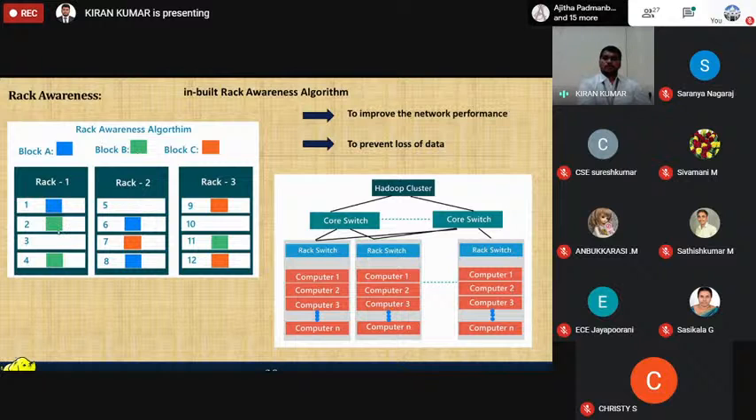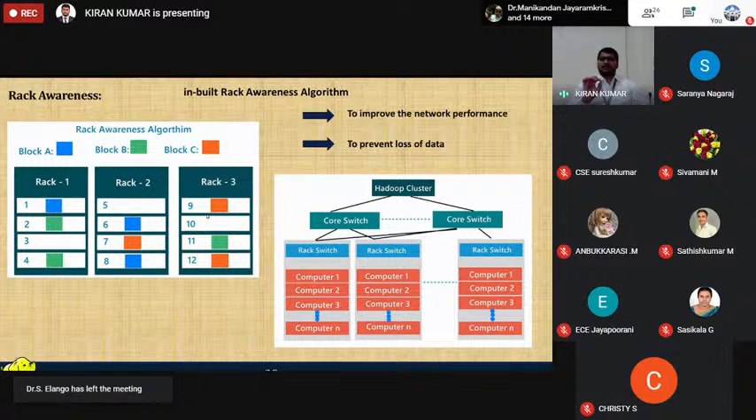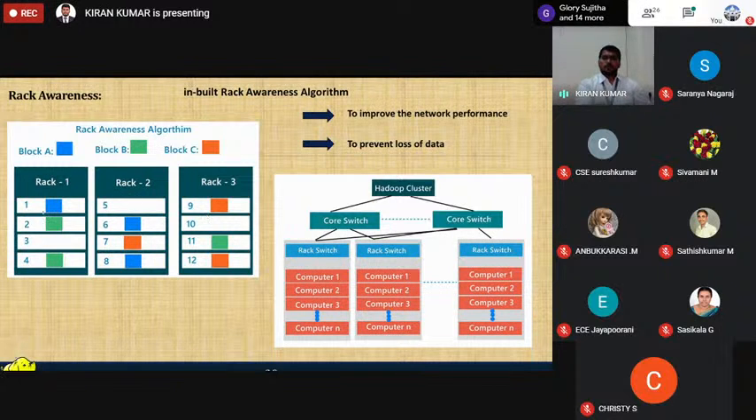Here you can see block B. Two copies are stored in one rack and another copy is stored in the third rack. So like this, we need to balance both of these, and it does so automatically. If I store block A in all the 3 different racks, it gives high reliability, no doubt in that. But what happens to the bandwidth? We need to balance both together. That is the reason we put 2 copies in the same rack and 1 copy in a different rack. This happens automatically in the Hadoop framework, to improve the network performance and to prevent the loss of data. Preventing data loss is nothing but reliability, and the network performance is nothing but the read-write bandwidth.